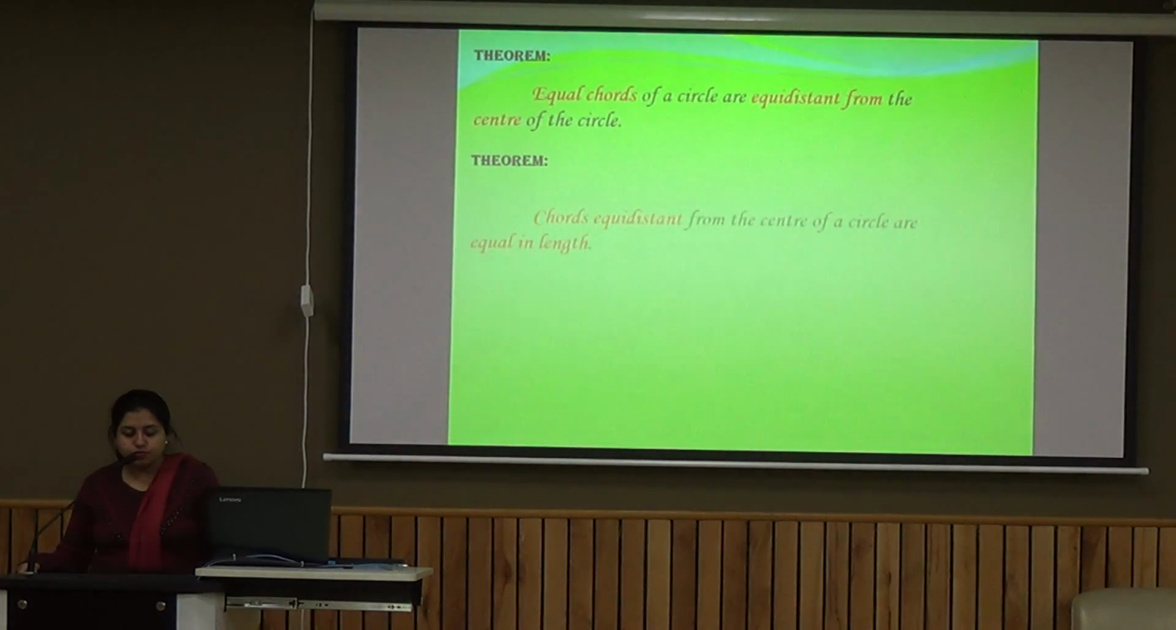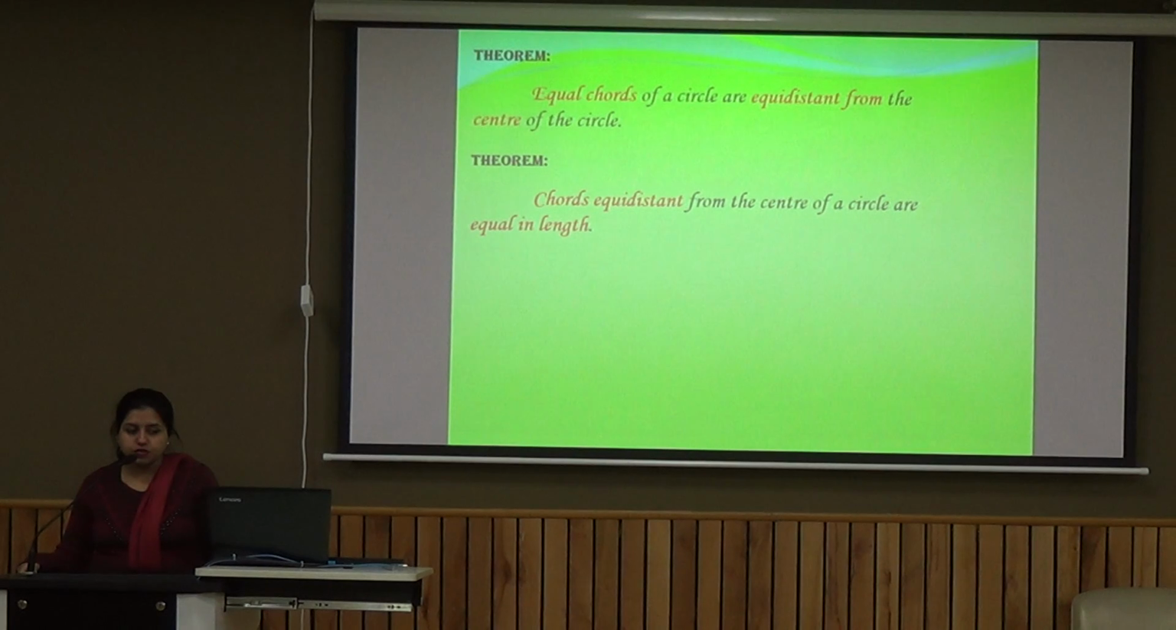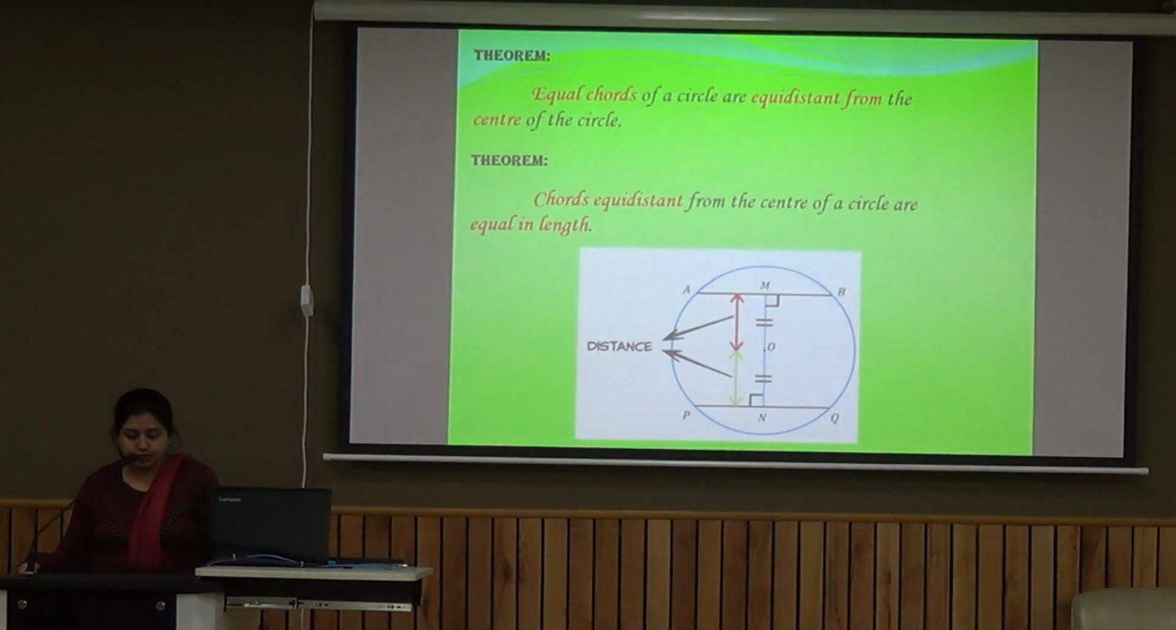Now, again two theorems from the chapter. Theorem 10.6 says that equal chords of a circle are equidistant from the center of the circle. And the converse of the same, chords equidistant from the center of a circle are equal in length. It is more clear from the figure, please look at the figure. Let AB and PQ be the two equal chords, then their distances from the center will also be equal. Here the distance OM will be equal to ON, and vice versa. If the distance OM is equal to the distance ON, then the chord AB will be equal to the chord PQ.